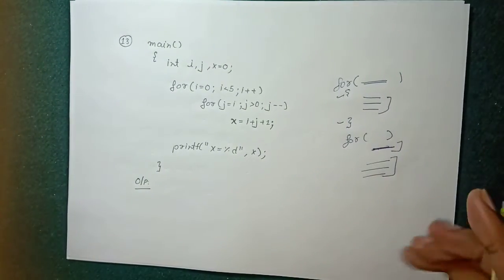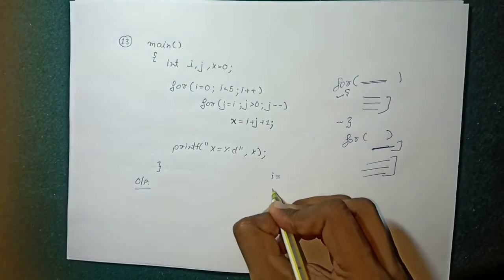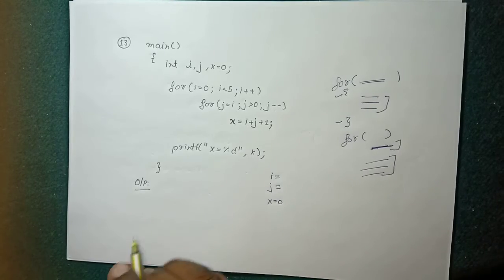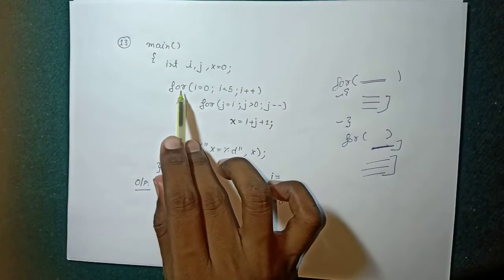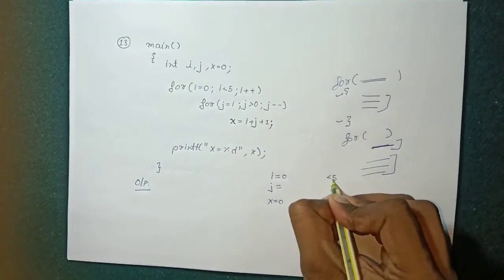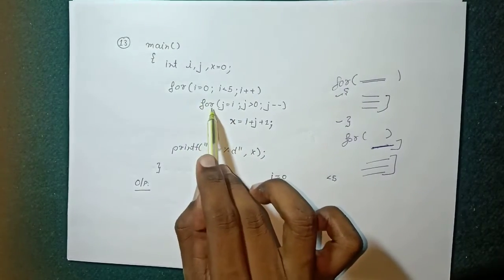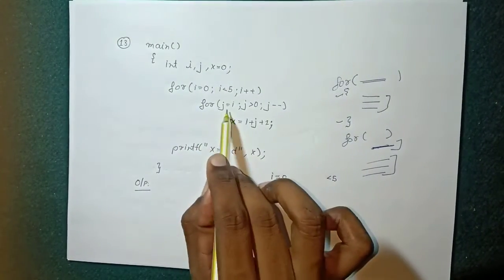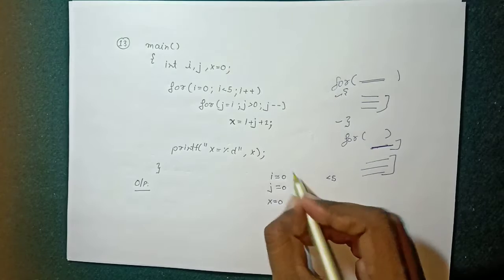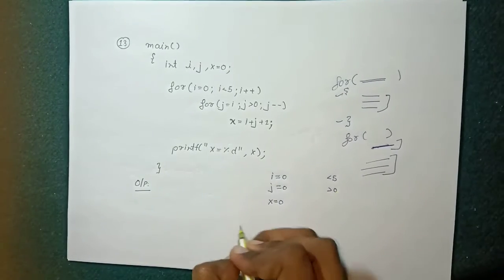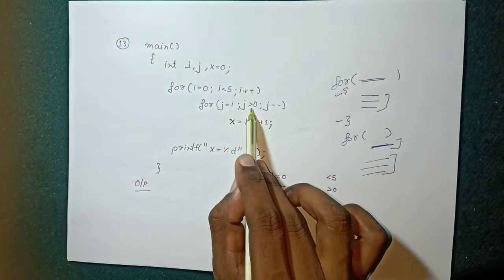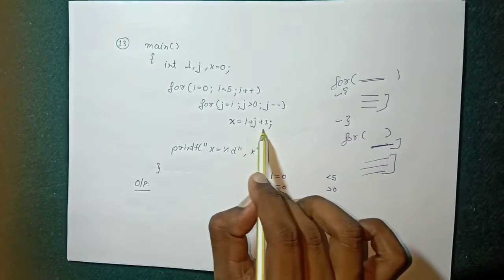So as we can see in this question, we have three variables. First one is i, second one is j, and third one is x, whose initial value is 0. In the first loop we initialize the value of i, which is 0, and 0 is obviously less than 5. Then the first statement is executed: the value of j is i, which means j is also 0. Is j greater than 0, is 0 greater than 0? No, the condition is false, so this statement is not executed.